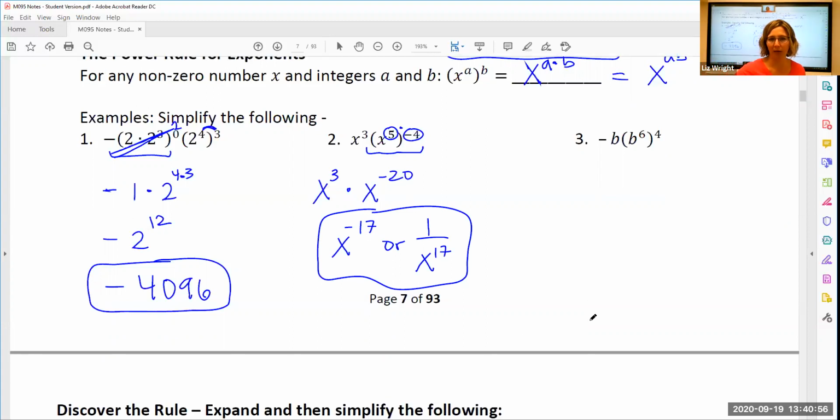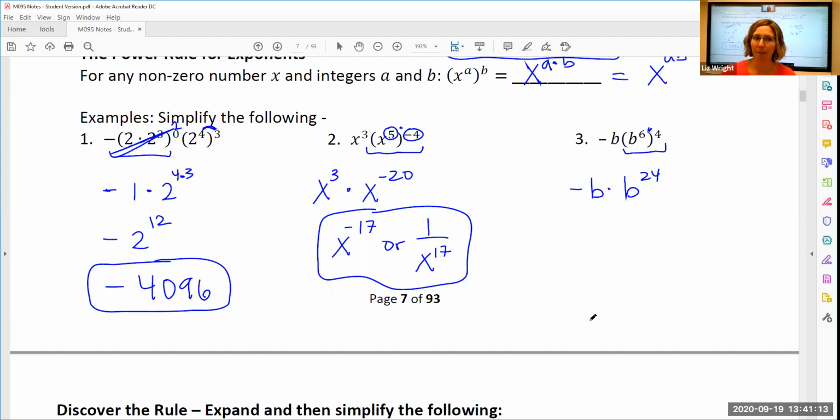So number 3, let's check her out. So here I'm going to take care of this one. So we've got -b times b to the 24th. Because again, we're multiplying those two together. And then you should ask yourself, what's the answer going to be to the next one?